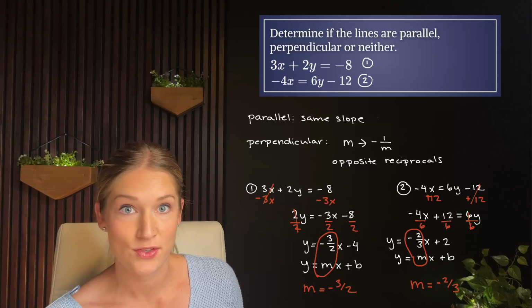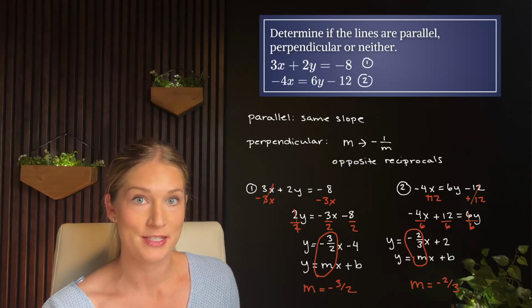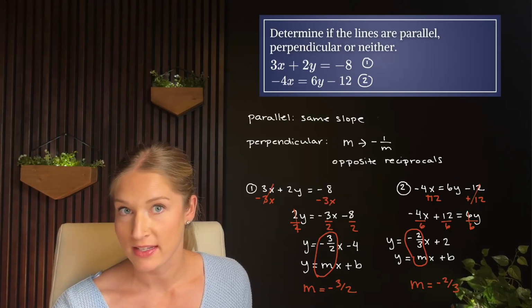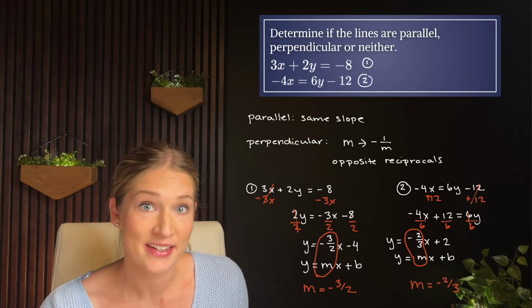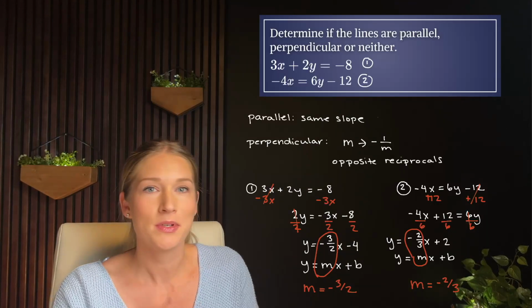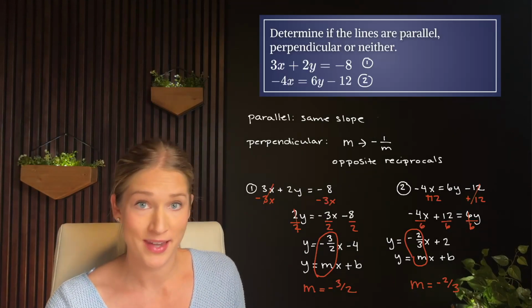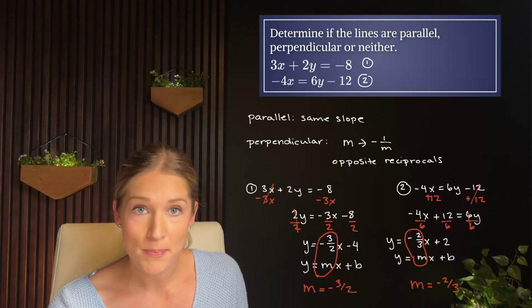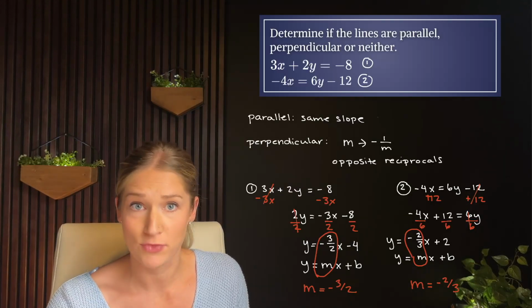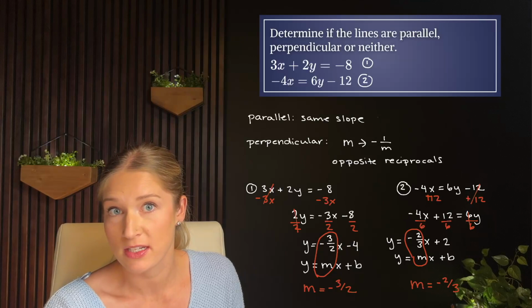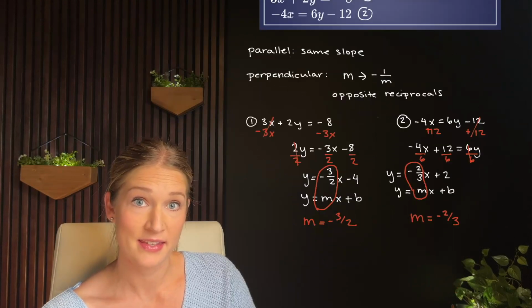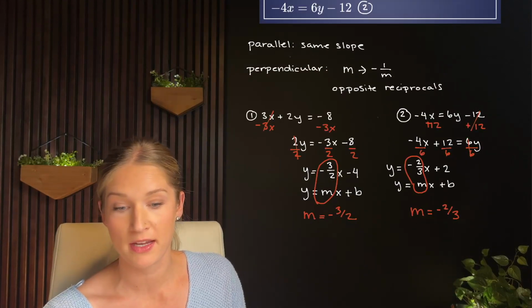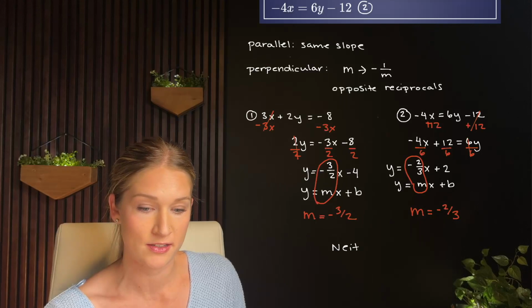Second thing I check is, are they perpendicular, which means opposite reciprocal. One is -2/3 and one is -3/2. So while we flipped it over, they're both negative. So they are not opposite reciprocals. They're just reciprocals. So they're not perpendicular either, which means that these two lines are neither parallel nor perpendicular.